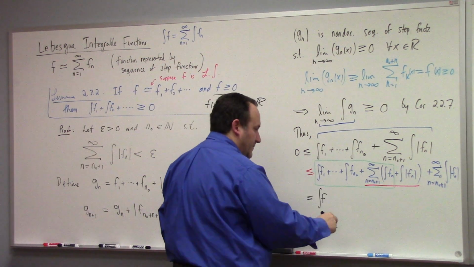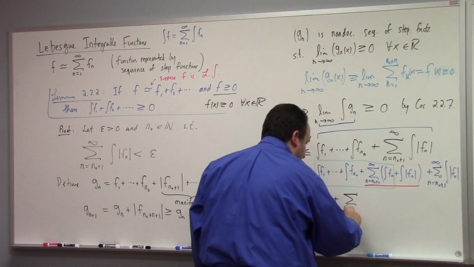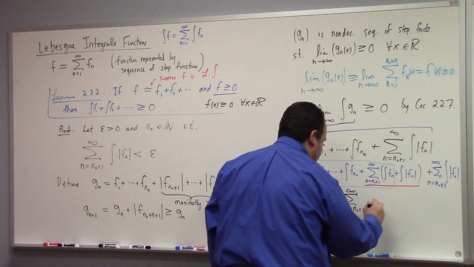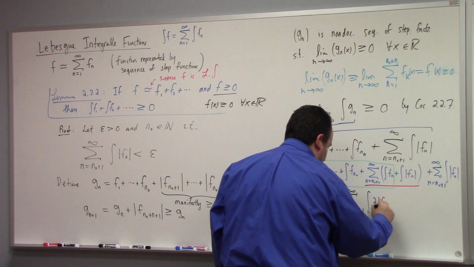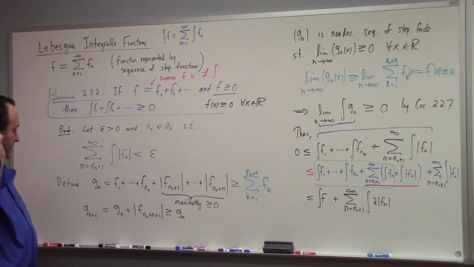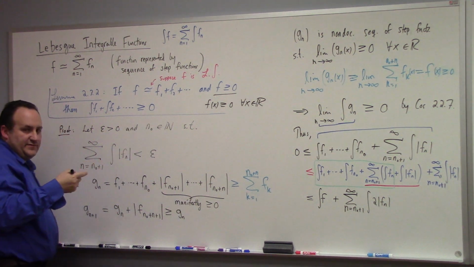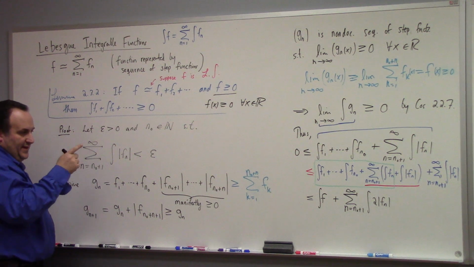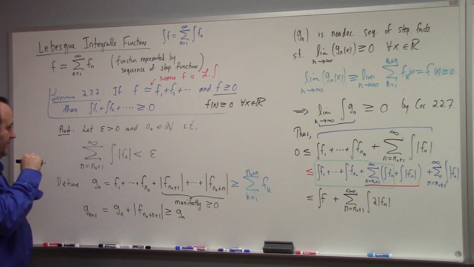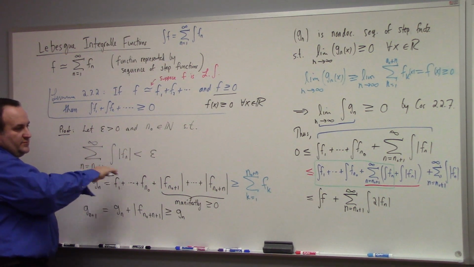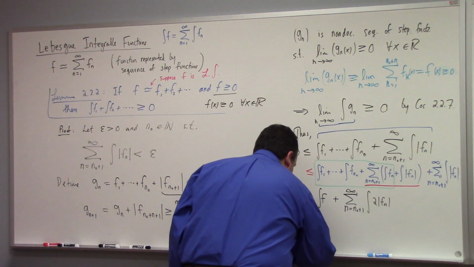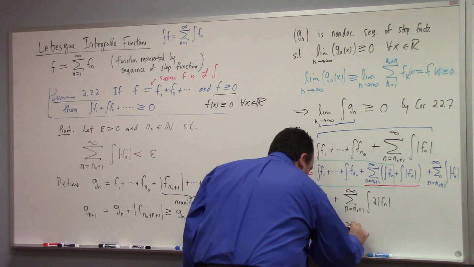But then you've got this other piece over here, plus the sum n equals n naught plus 1 to infinity. And you got two of these, so the integral of twice the absolute value of fn. But I think at this point, you can go back into our initial assumption about the construction of n naught and see that that piece is what? Right, that's less than 2 epsilon, right? So, yeah, less than or equal to the integral of f plus 2 epsilon.